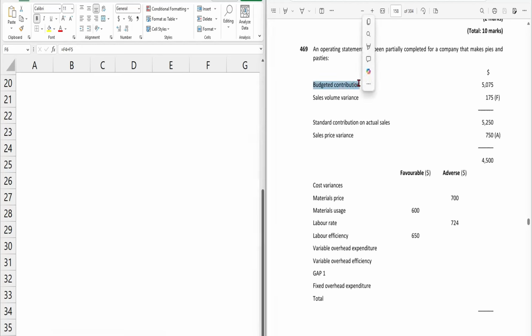If budgeted contribution is given, that means this statement is prepared under marginal costing. But if the budgeted profit has been given, that means this statement has been prepared under absorption costing. And the format for both is different.